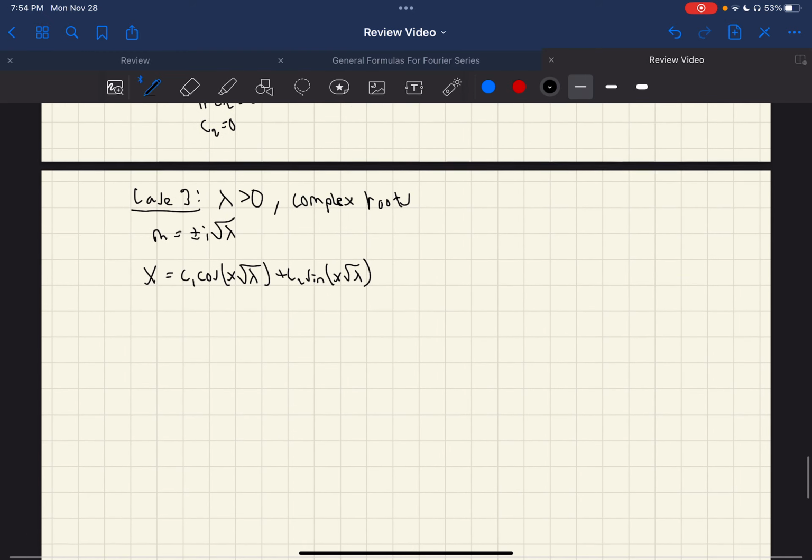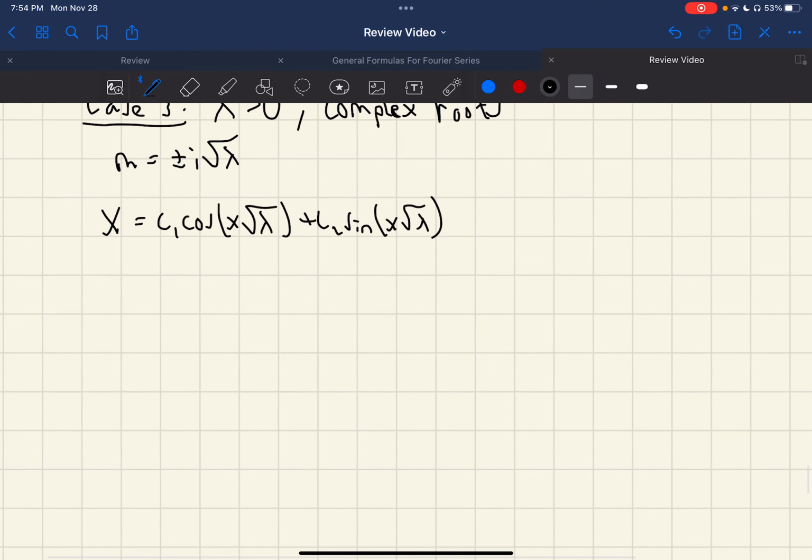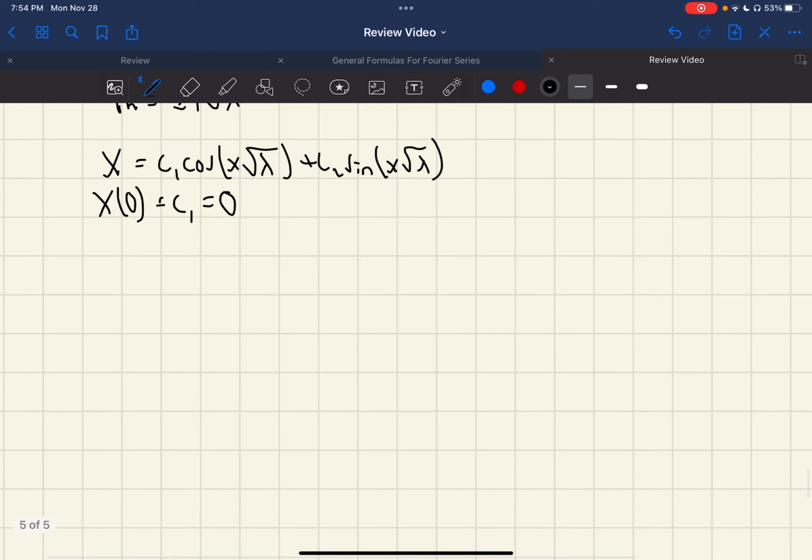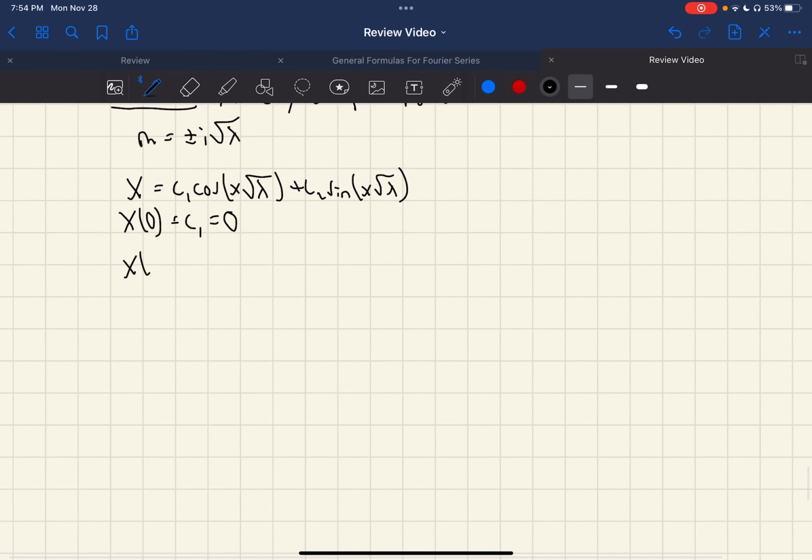So now we have that, and just like with case 1, we can plug in our boundary conditions. So x of 0, when we plug 0 into cosine, it becomes 1. When we plug into sine, the whole thing becomes 0, and x of 0 is 0, so c1 is 0. And then for x of pi, we already know that c1 is 0, so we can just consider c2, and it becomes c2 sine of pi square root of lambda.